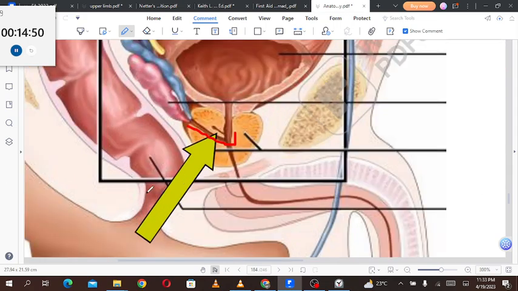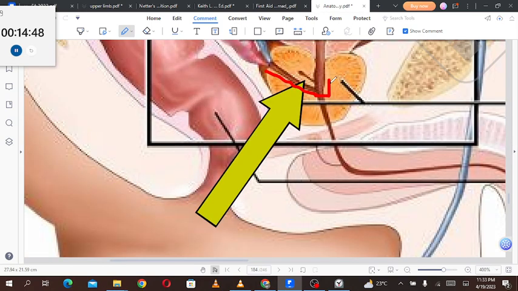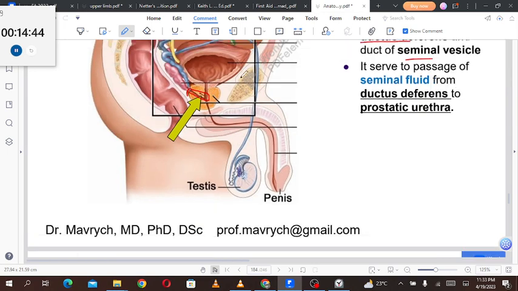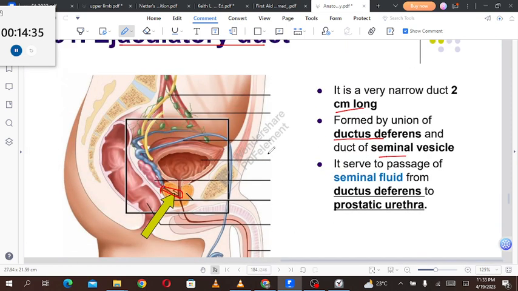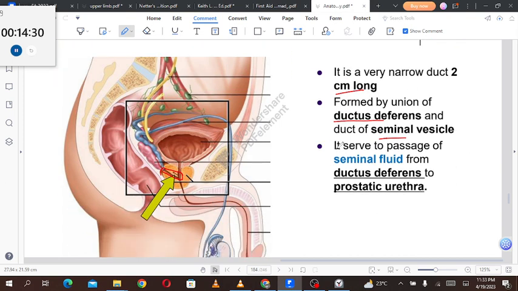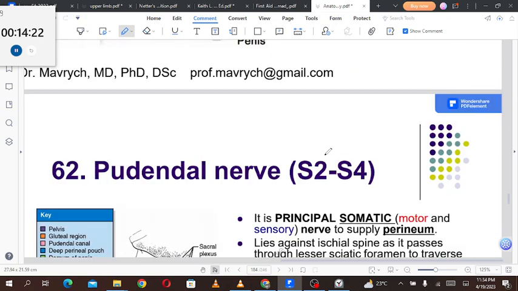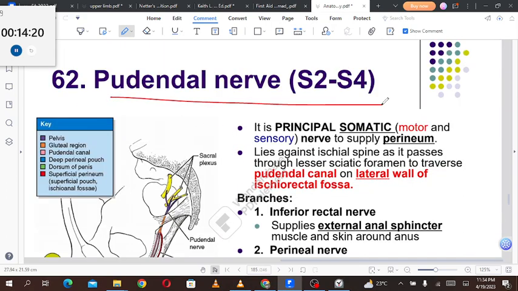Let me zoom it in. So this is the ejaculatory duct over here. It is formed by the fusion of the ductus deferens, the blue one, and the seminal vesicle, this pink or purple one. Both of them fuse together to form this thing called the ejaculatory duct. It serves for the passage of seminal fluid from the ductus deferens to the prostatic urethra.